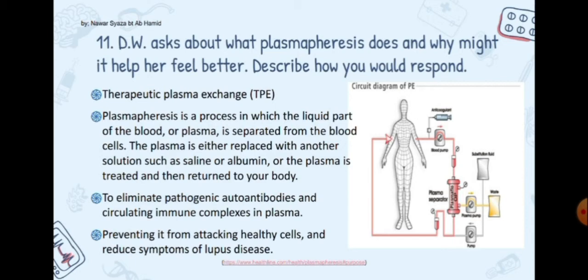The main purpose of plasmapheresis is to eliminate any pathogenic autoantibodies and circulating immune complexes in plasma, which are normally present in SLE patients. In people with autoimmune conditions, these autoantibodies usually attack healthy cells and cause disease and organ damage like lupus nephritis. So, removing these antibodies from the plasma will help prevent them from attacking healthy cells and causing damage. Usually, after plasmapheresis treatment, the patient will feel much better. This is because this treatment reduces symptoms of lupus disease.